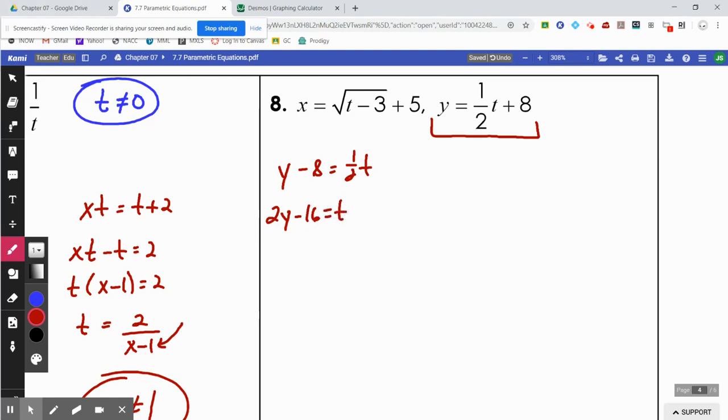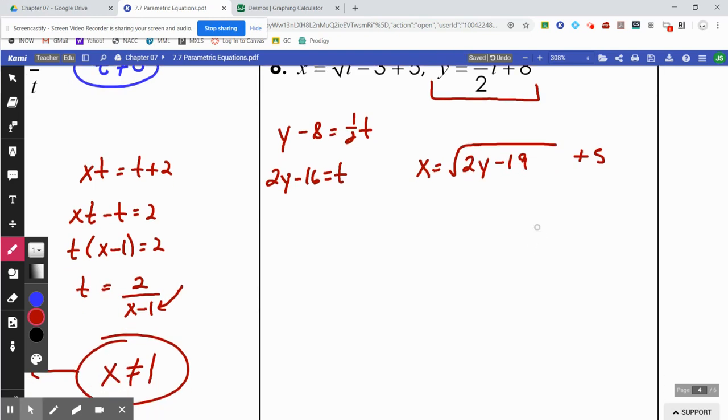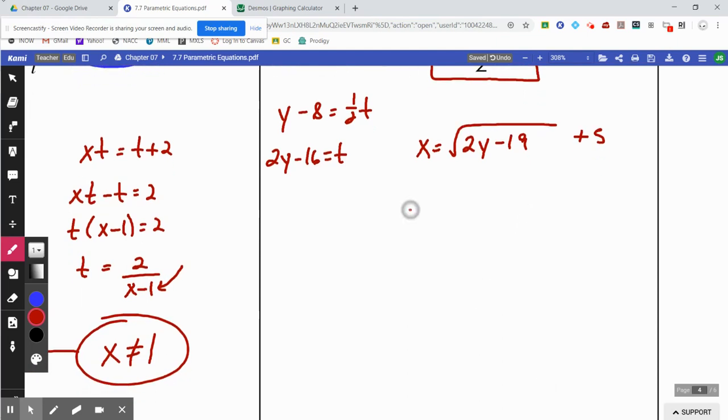Now let's substitute that into our other equation. I now have x is equal to the square root of t, which we do not need any parentheses here. That's 2y minus 16 minus 3 plus 5. And then this minus 16 minus 3 can be combined into minus 19. Let's now try to get that y by itself. So move your 5 over. It gives you x minus 5 is equal to the square root of 2y minus 19.